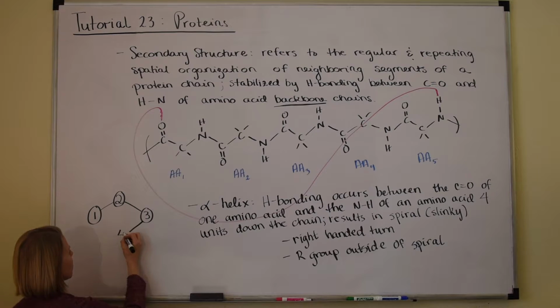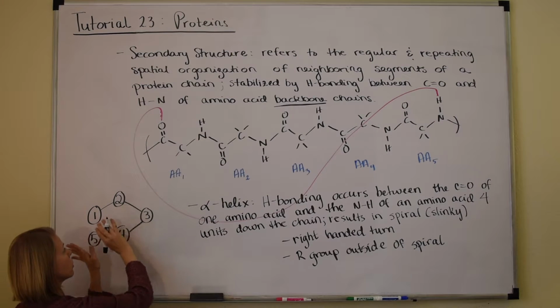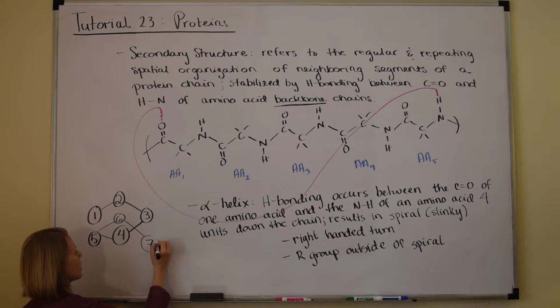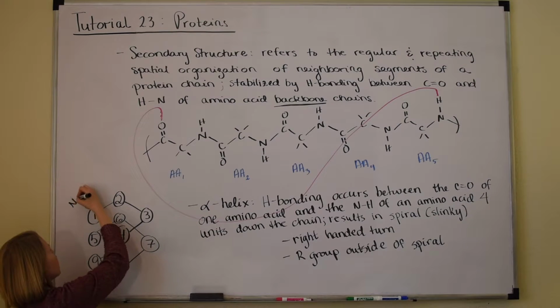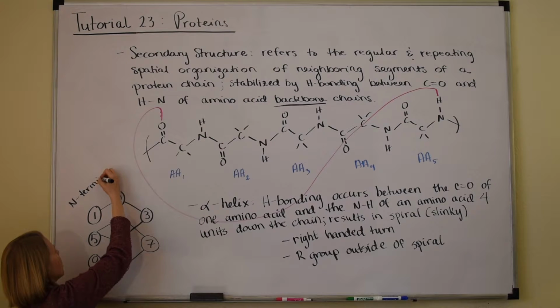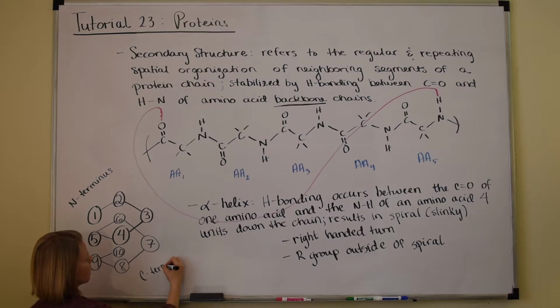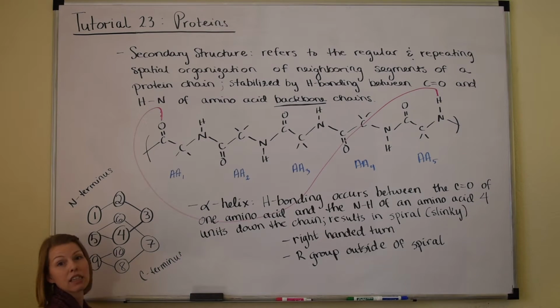Okay, so then 4 would be coming out, 5, and then 6 would be going into the plane of the whiteboard. And then we've got 7, I'll go all the way to 10, 8, 9, 10. Okay, so we're doing N terminus up here, all the way down to our C terminus down here off of amino acid number 10.